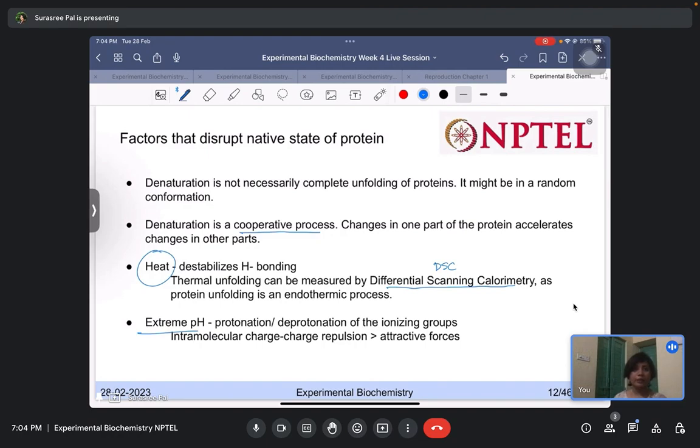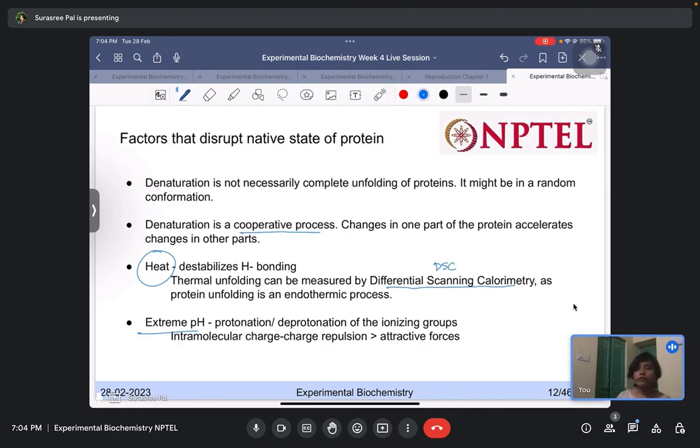So if the pH is changed, if it is too acidic or too basic, then what will happen is that if the pH is too low, there will be protonation of the ionizing groups, right? And if the pH is very high, there will be deprotonation of the ionizing groups of the side chains of the amino acids. Now, if this kind of protonation or deprotonation happens, then of course there will be charge; the amino acids will be either positively charged, or the amino acids will also be negatively charged.